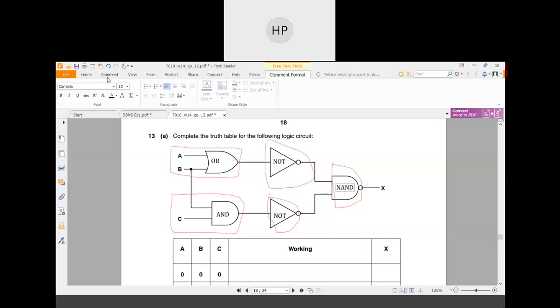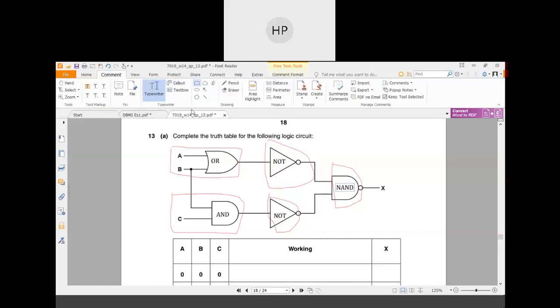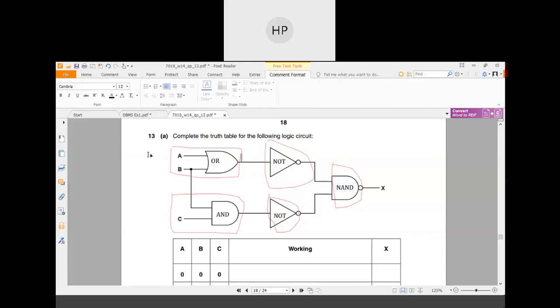So now you know the gates. Okay, so let's find out the outputs from each and every gate separately. First one: A and B go through the first OR gate. What will be the output?